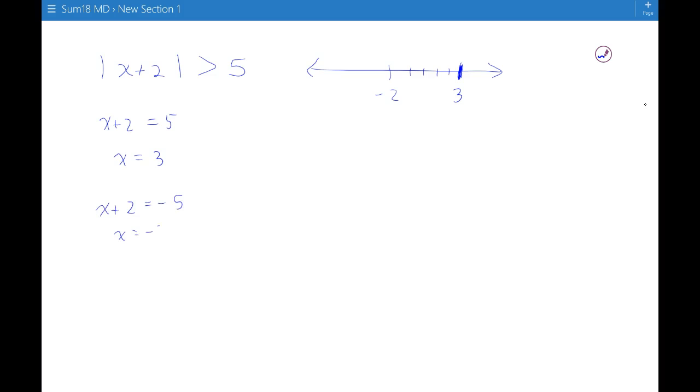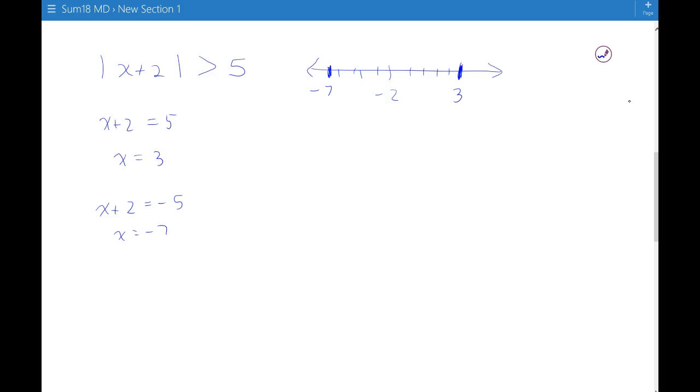So now let's talk about the other possibility: the absolute value of x plus 2 is greater than 5. So we still have an interval with -2 at the center, and you can solve x plus 2 equals 5. You get x equals 3 as one of the endpoints, and x plus 2 equals -5, and get -7 as the other endpoint. So now 3 intervals have been created.